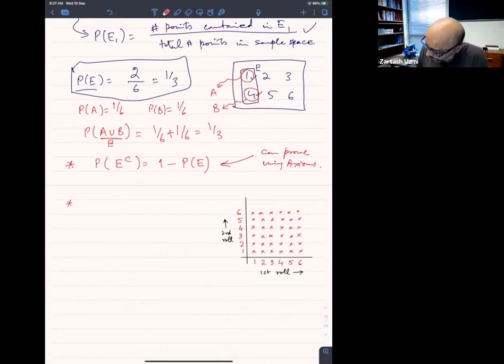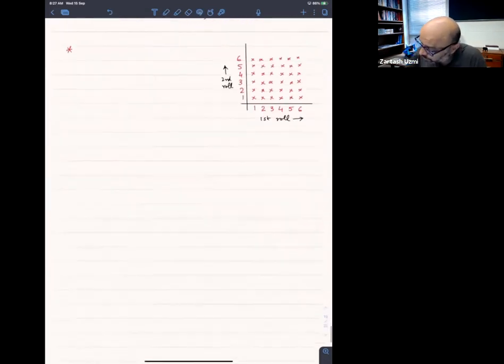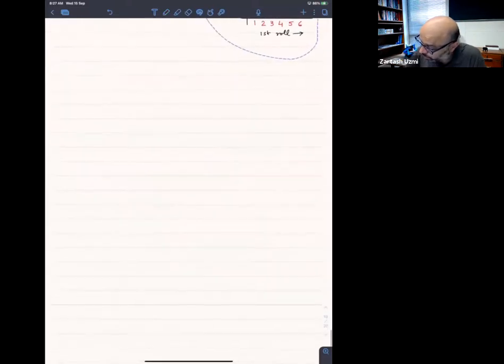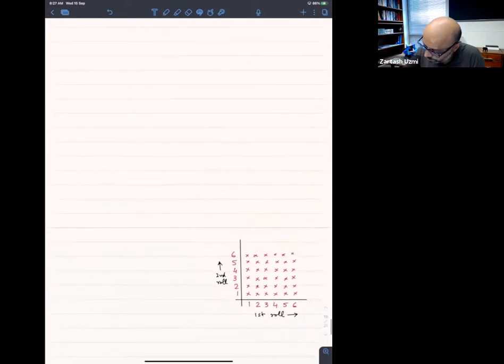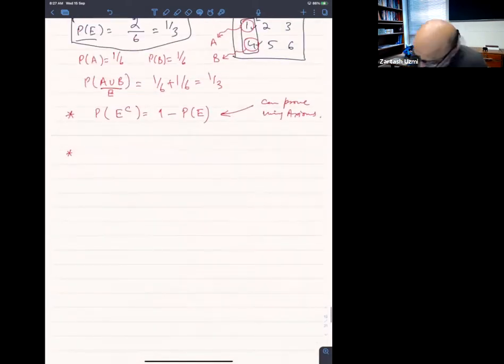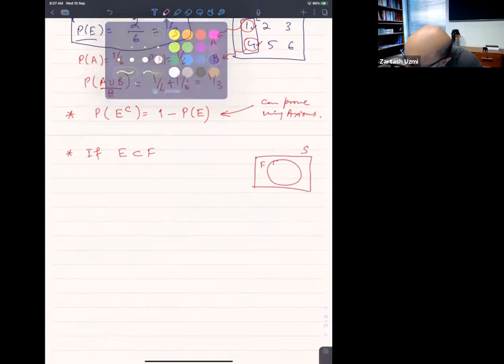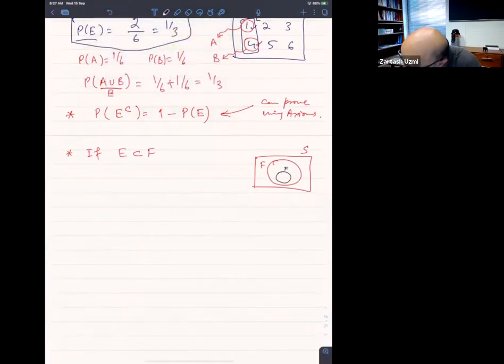One more thing, this should probably go down here. So if E is a subset of F, how do I show this? I show this on the diagram by showing this as F and E is a subset of F. E is fully contained in F. So when E occurs, we know that F will definitely occur.